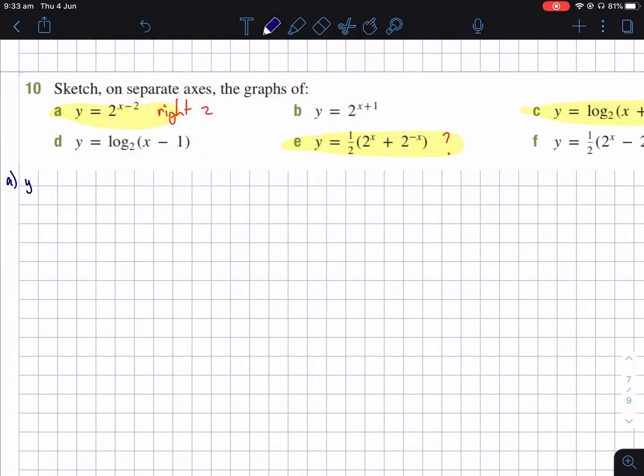So this is for A. Y-intercept, let x equals 0. So y equals 2 to the 0, take 2, which is a quarter. I'm just going to write it as a decimal so it's easier for me to draw. X-intercept, none. There's nothing you can do to make y equal 0. Asymptote, it's still x equals 0. No, sorry, y equals 0.